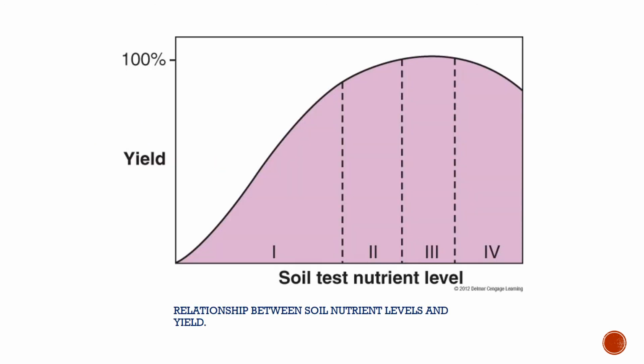So this is a soil nutrient test level. We're just looking at the relationship between the soil nutrient levels and the yield. You can see the yield on the left-hand side, and the soil test nutrient level. When we get to about level 3, that's where the peak of yield would be. So it's really important to know what nutrients and minerals are present in your soil, maybe what deficiencies you have, and how important that is to make sure that you're growing those crops as efficiently as possible.